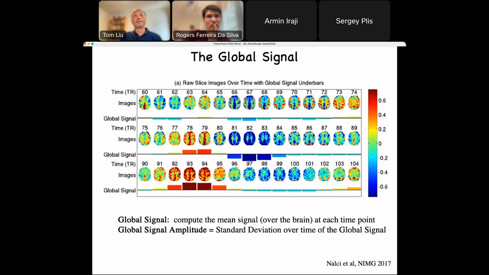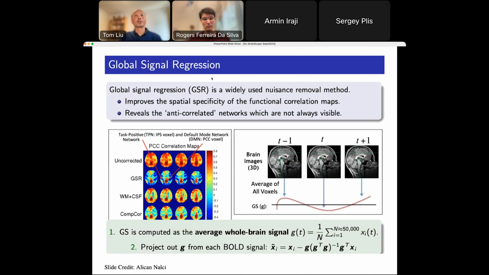Now, global signal regression means you compute the global signal as that average, and then for every voxel in the brain, you simply project it out using this operation here.